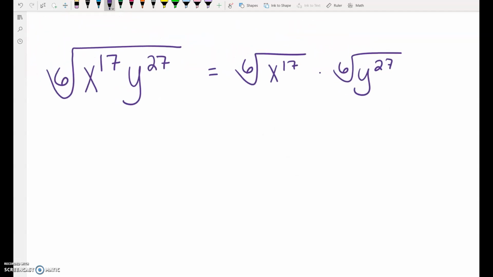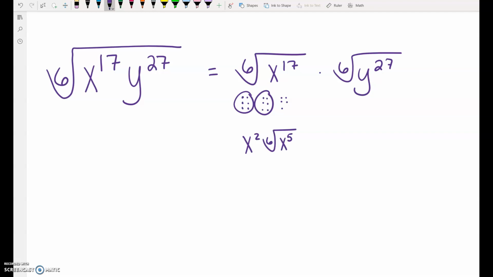And personally, that's one where maybe you are really good at your multiplication facts. I'm not always very good at my multiplication facts. So I'm going to go 1, 2, 3, 4, 5, 6, 7, 8, 9, 10, 11, 12, 13, 14, 15, 16, 17. That was 2 full groups of 6, which will be x squared. 2 full groups get to break out. And then these 5 are still left over, so we still have the 6th root of x to the 5th.